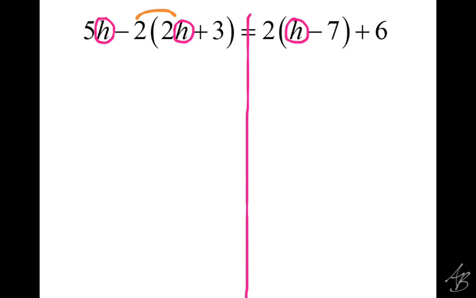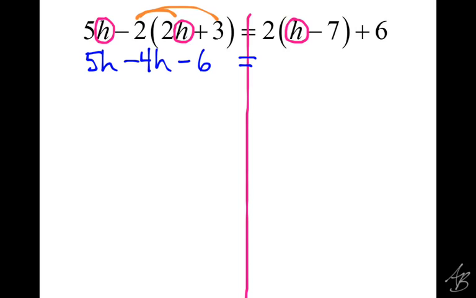Don't forget about that negative. Some people forget about it for the second term. So negative 2 times 2h is negative 4h. And negative 2 times 3 is negative 6. A big mistake here would be to make this a positive 6 because this is a positive 3. Remember, it's negative 2 times positive 3. And then the 5h didn't distribute here, so we just bring that down.